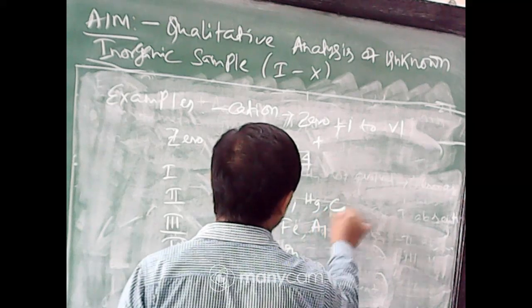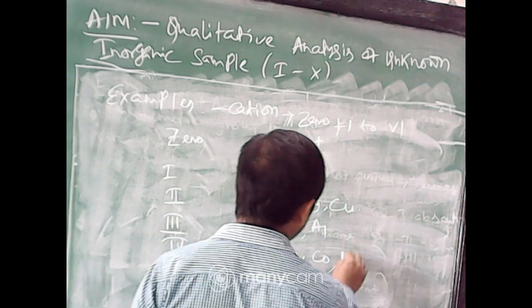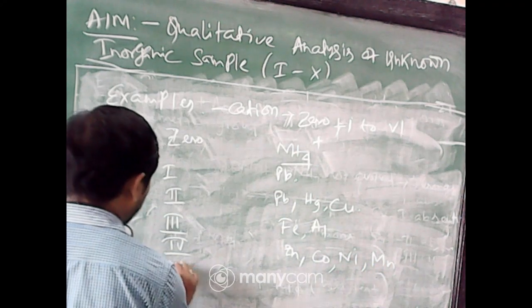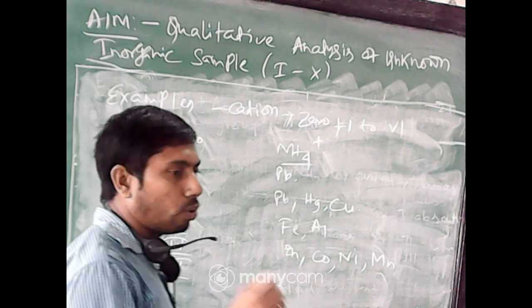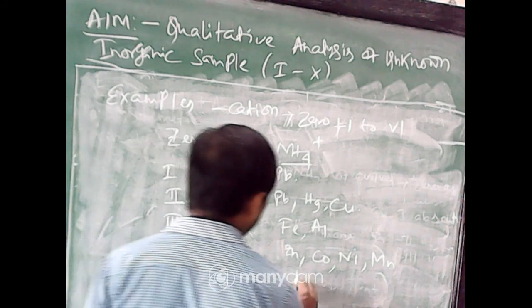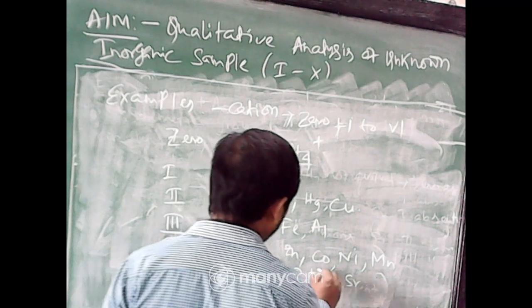In group 2 they are having copper. Then group 4: zinc, cobalt, nickel, manganese. All are important with respect to us. Other cations are also there in this group, but we will write only those that are basically important for us. Group 5 has barium, calcium, strontium. All are in +2 state.